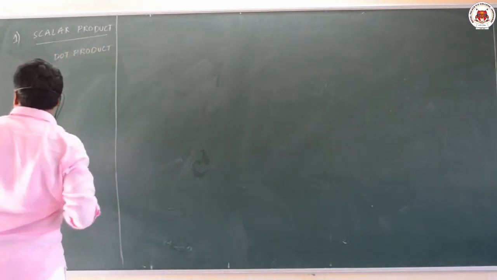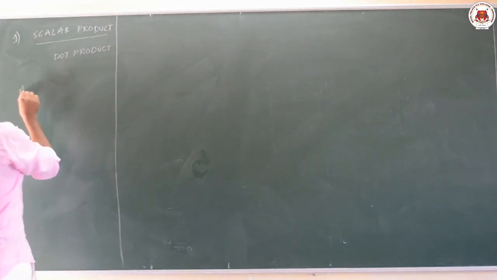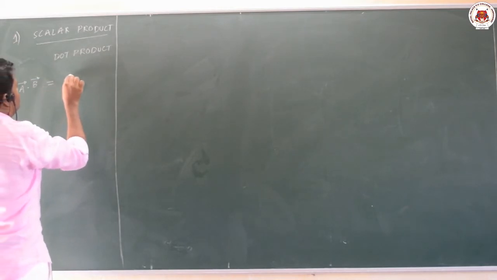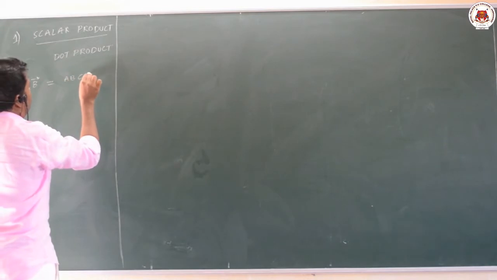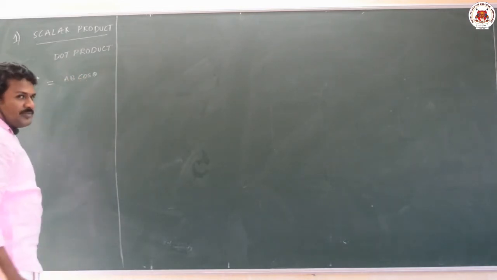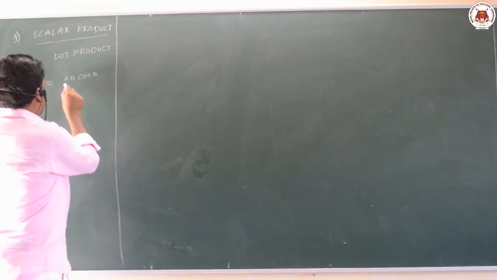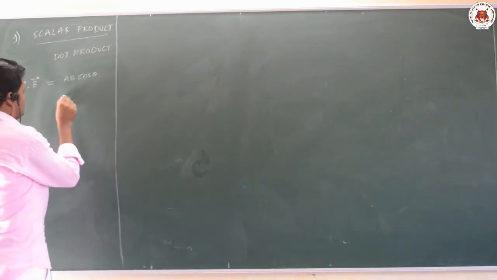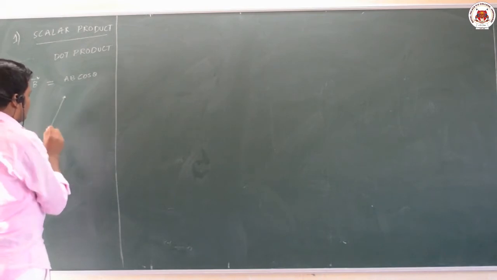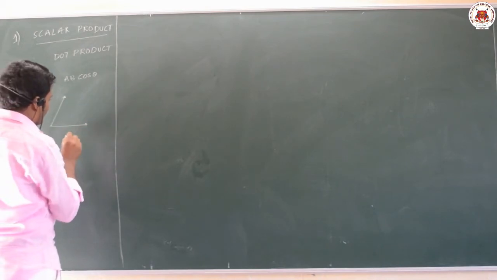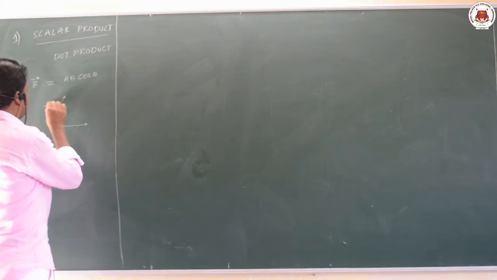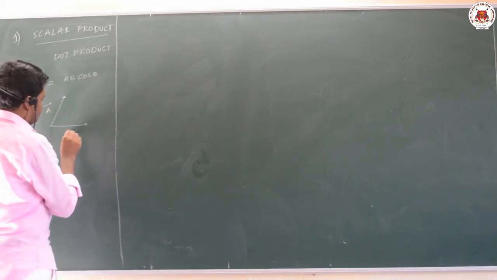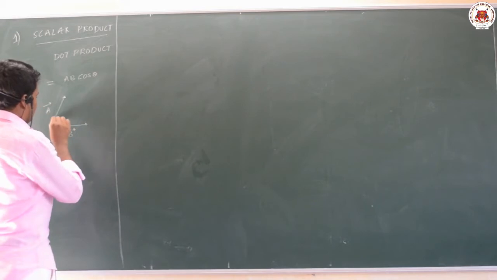Dot product, what is the meaning of this: a bar dot b bar is equal to ab cos theta. Dot product of two vectors can be defined as the product of their magnitudes and cosine of angle between them. Suppose there are two vectors a bar and b bar. Take angle theta.